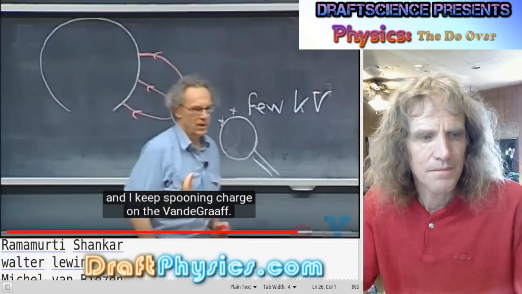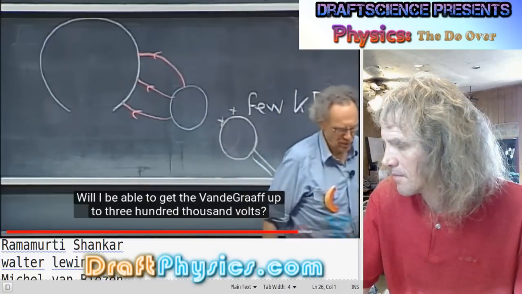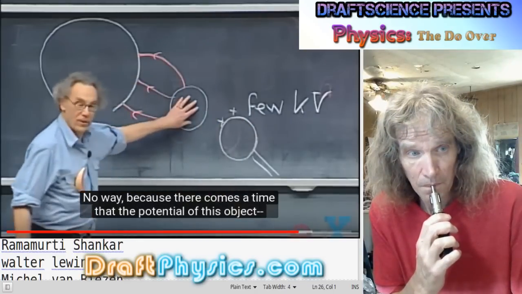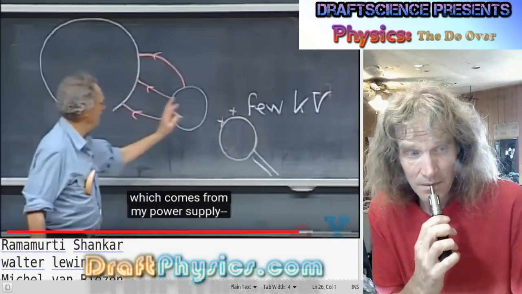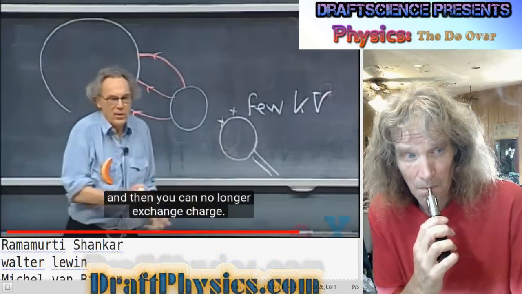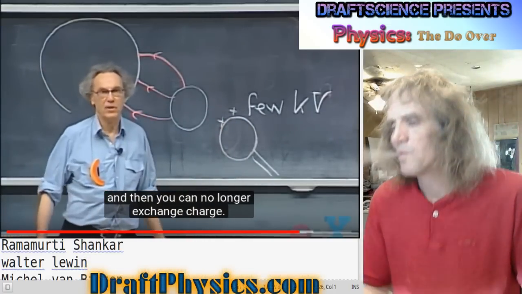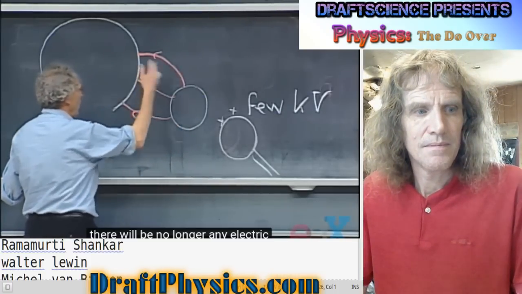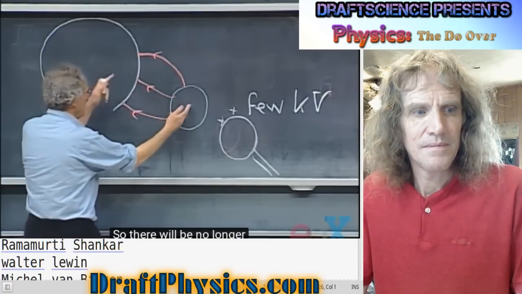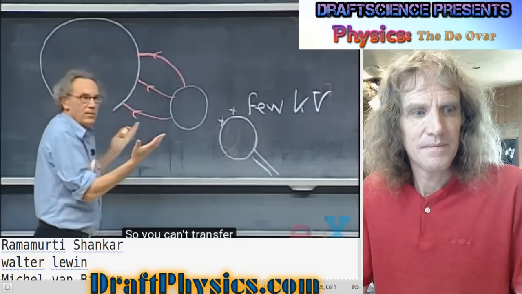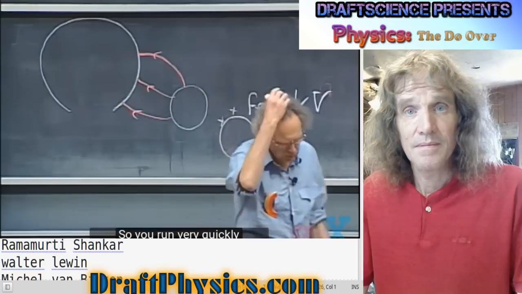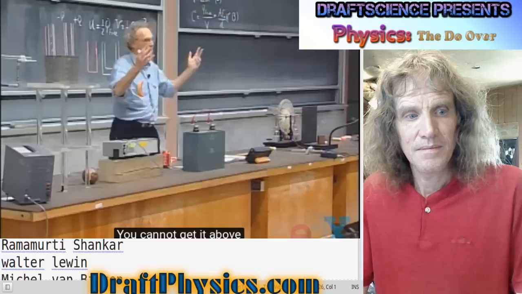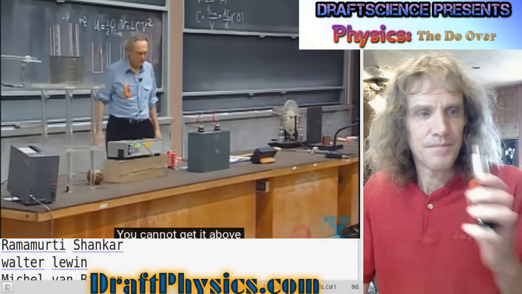Something like that. Will I be able to get the Van de Graaff up to 300,000 volts? No way, because there comes a time that the potential of this object, which comes from my power supply, is the same electric potential as the Van de Graaff. And then you can no longer exchange charge. What it comes down to is that when you come with this conductor and you approach the Van de Graaff, there will be no longer any electric fields between the two. So there will be no longer any potential difference, so you can't transfer any more charge. So you run very quickly into a situation which will freeze. You cannot get it above a few thousand volts.